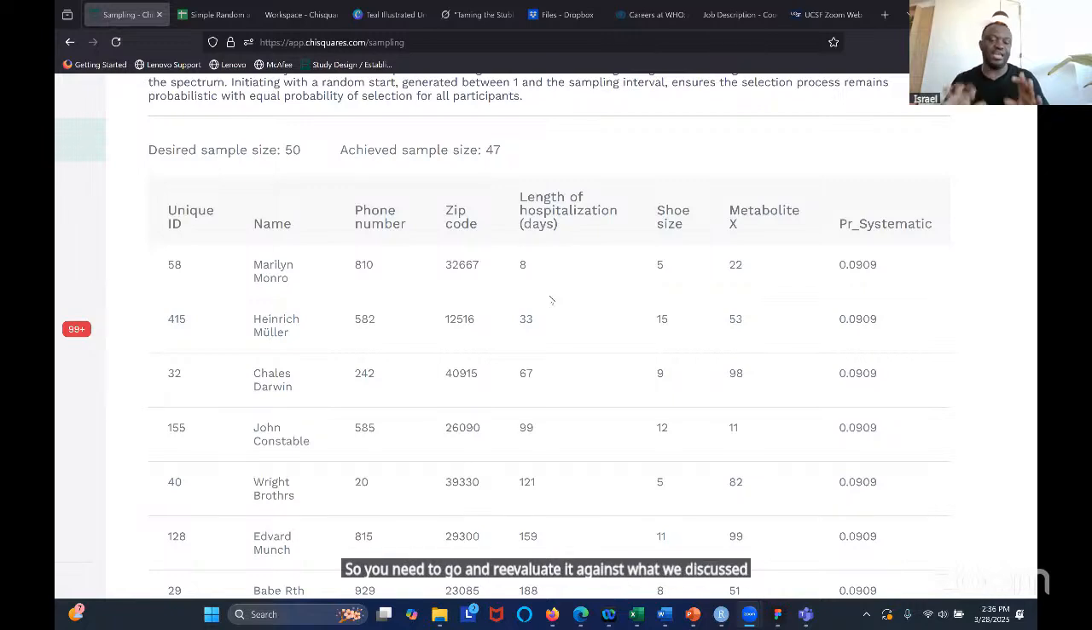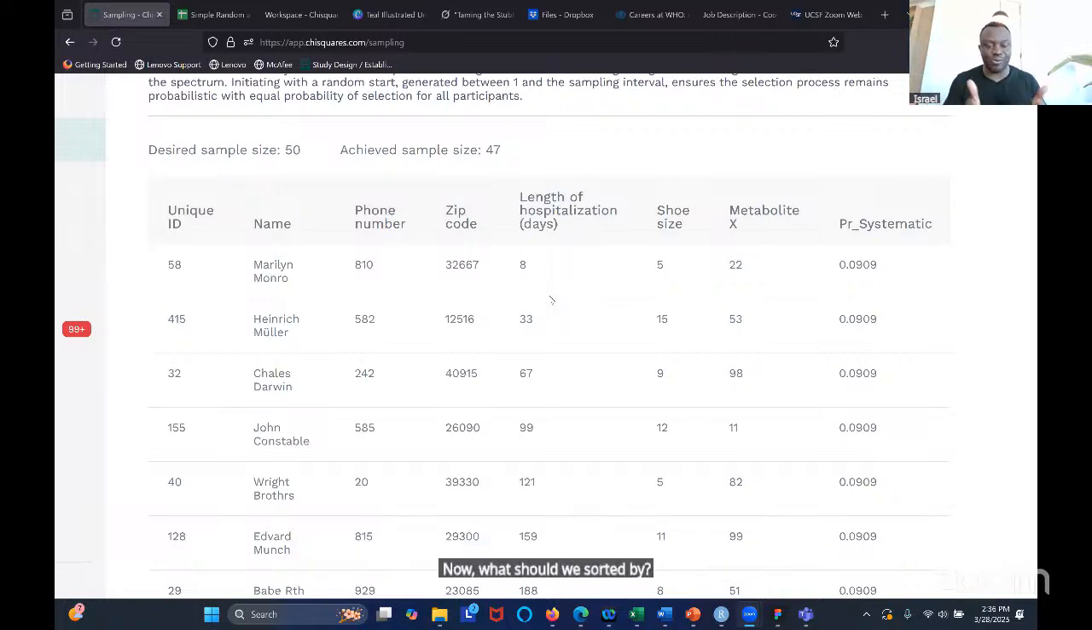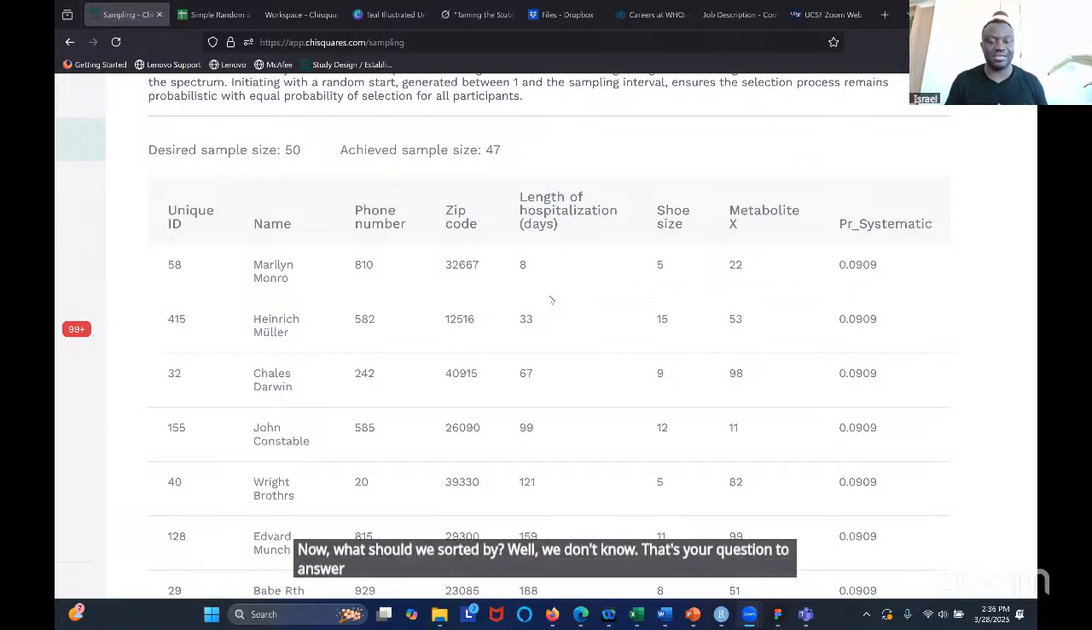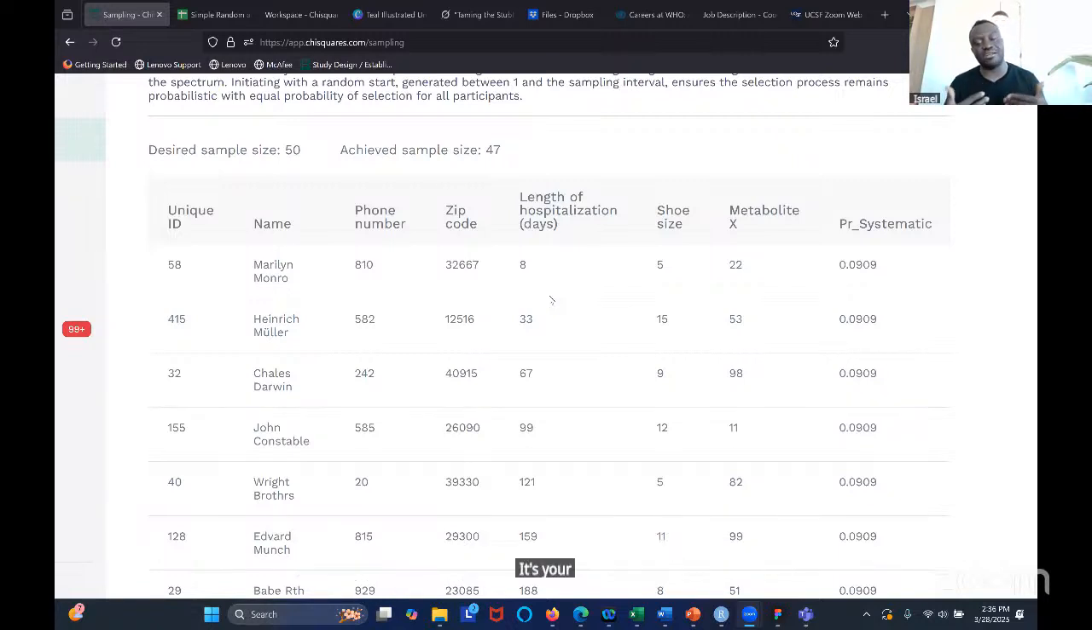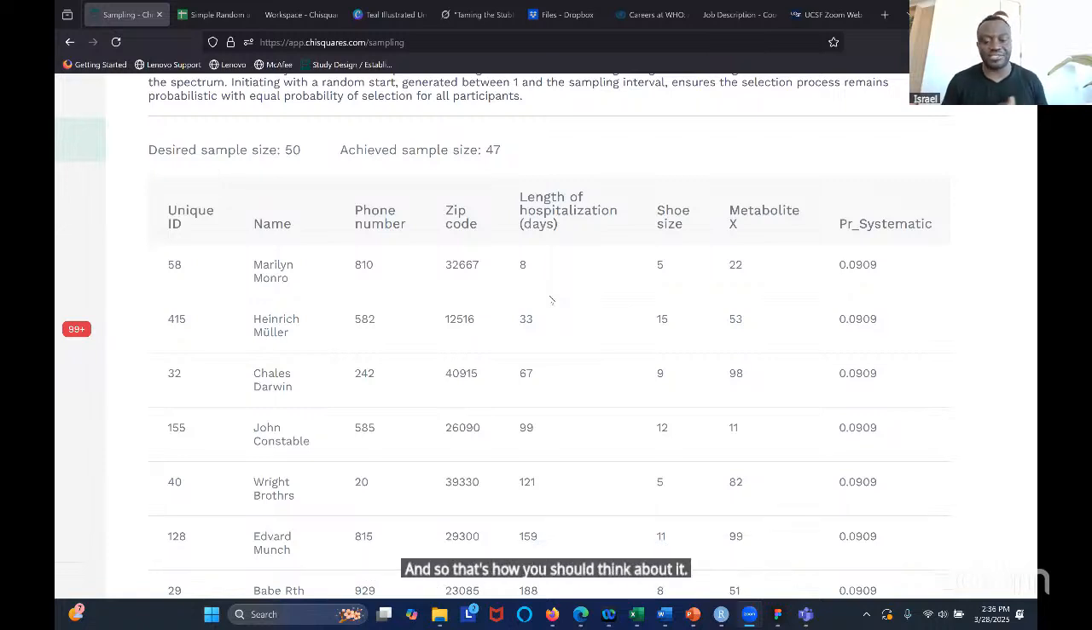And again, in general, you want to really avoid doing things manually, because once manual thought comes in, the likelihood of error increases exponentially. But if you're going to do it manually, then you have to do it the right way and make sure that you sort it. Now, what should you sort it by? Well, we don't know. That's your question to answer, because it's your study, it's your context, and you're the one who should tell us, oh, I'm sorting by this variable because this variable is strongly correlated with the outcome. That's how you should think about it. I hope that answers your questions.